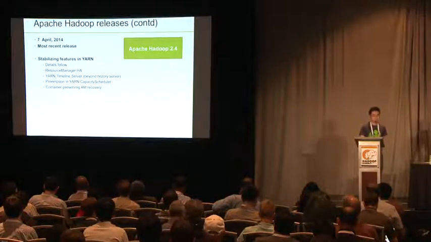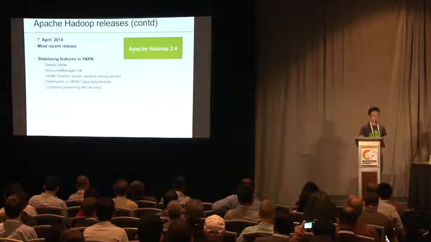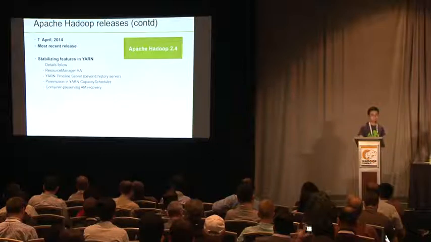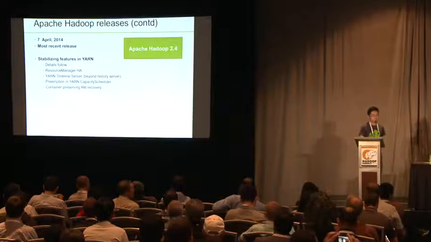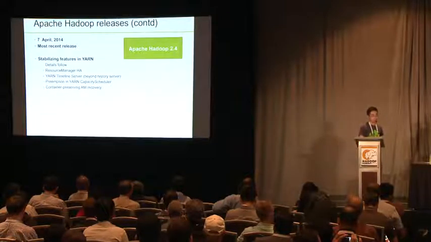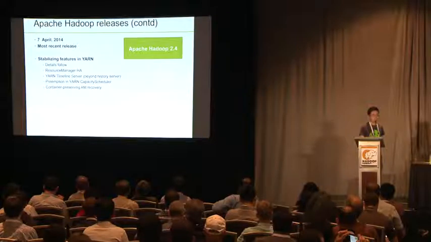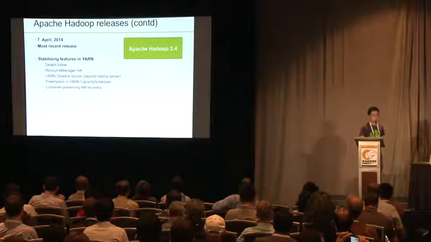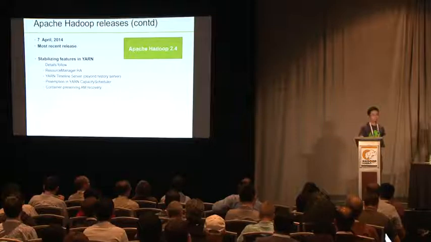In April this year, we released the newest release, 2.4. We basically stabilized all these previous features, and we include some more stabilizations, like preemption in the scheduler, and also container-preserving recovery, basically application master recovery with previous containers not being killed.